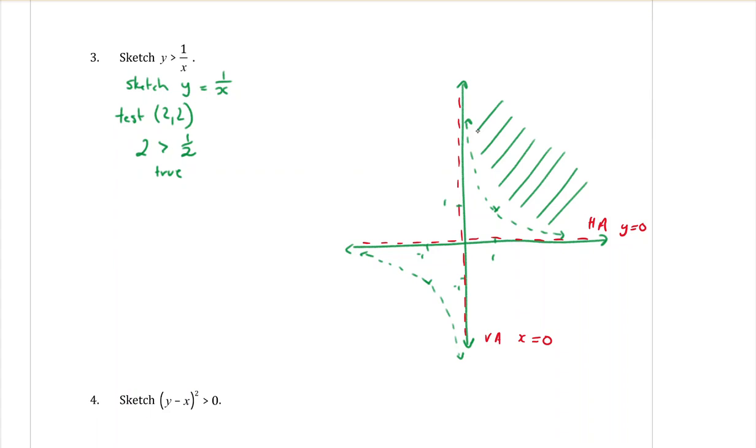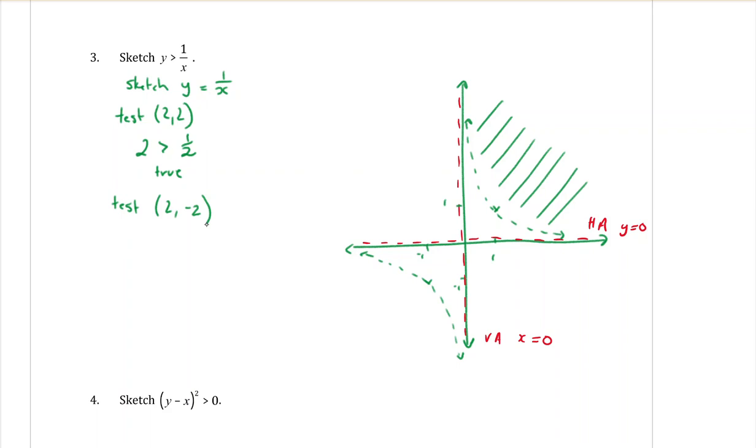Let's try another one. Let's test 2 and negative 2. I'm going to do a few tests just to show you. There's a couple of different sections here. There's this section in here, in the middle to the asymptote, down here, and also on this side. So there's potentially 4 different parts that you could test in here.